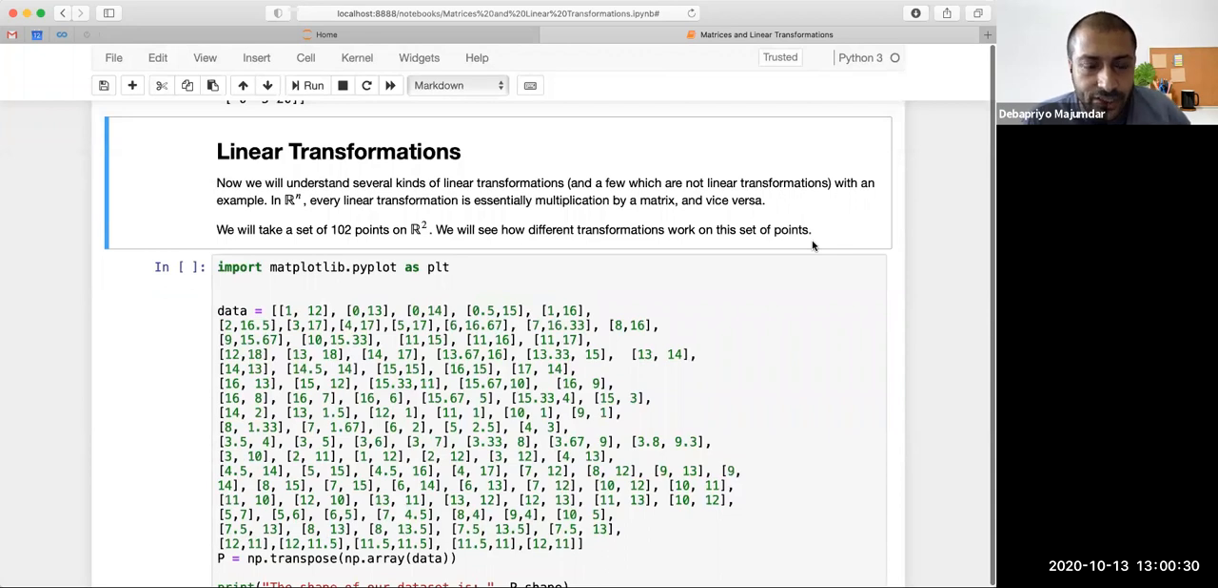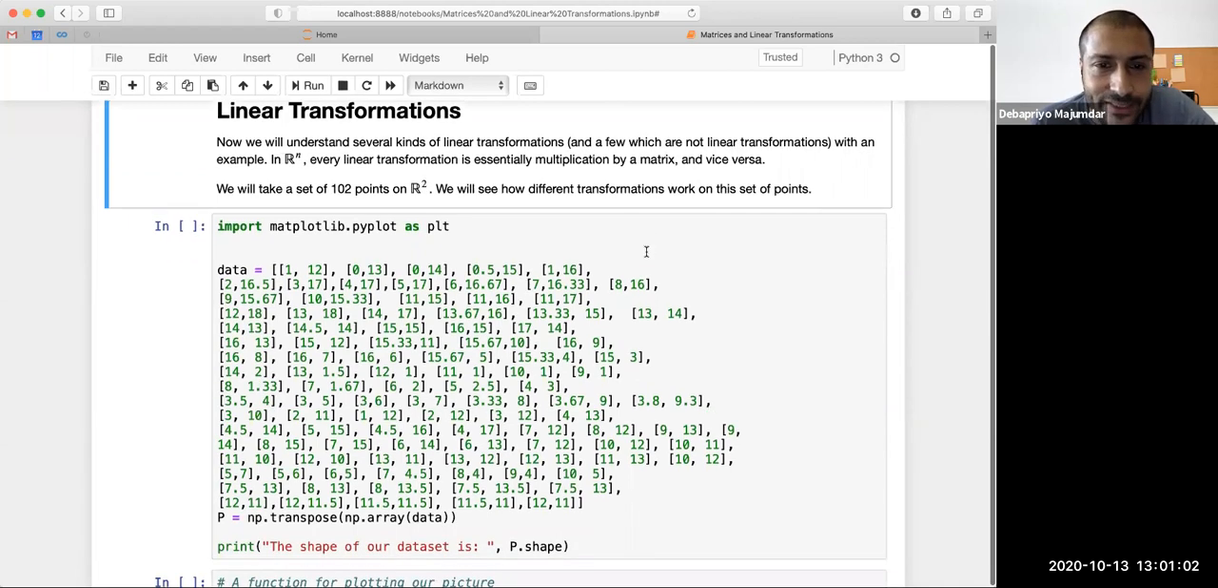So linear transformations, in this case we are only going to look at the 2D plane, the 2-dimensional plane. We're going to understand several kinds of linear transformations, and a few which are not linear, with an example. In Rn, every linear transformation is essentially multiplication by a matrix. But in this case we will take R2. And instead of one vector, so one vector will not give you the idea, we'll take 102 points and see relatively how they change. So we'll see how different transformations work on this set of points.